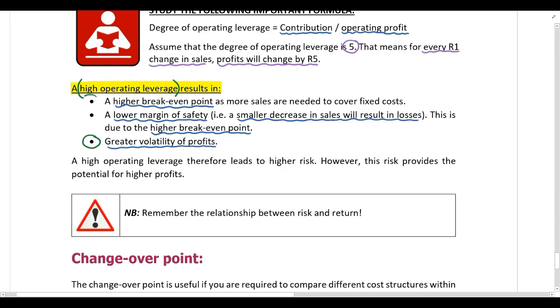So because of the higher break-even point, the lower margin of safety, and the greater volatility of profits, a higher operating leverage leads to higher risk. And this is confirmed with all of the calculations that we performed. We concluded with each calculation that the automated production process with the higher operating leverage was more risky than the manual production process. However, it's important to note that even though the automated production process is more risky, this risk provides the potential for higher profits.